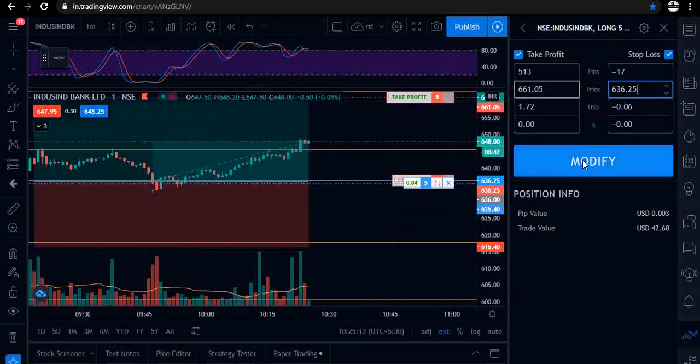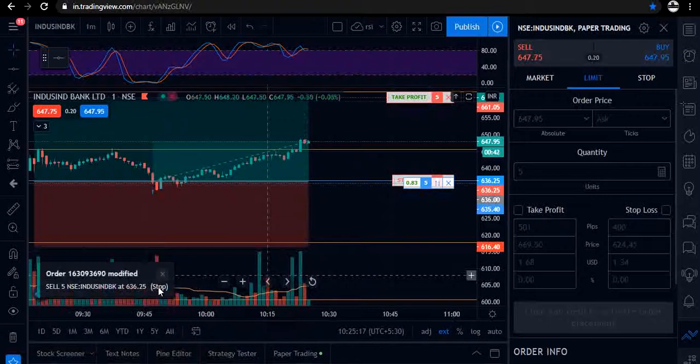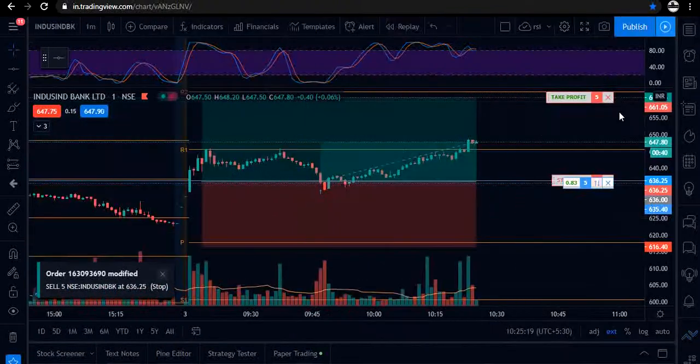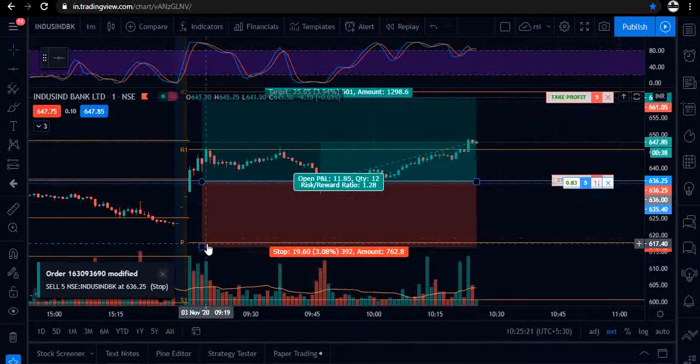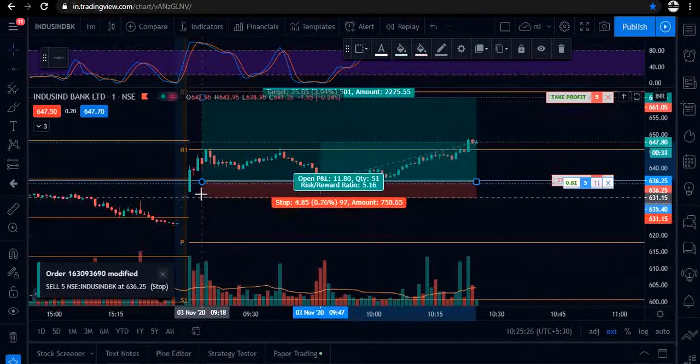Okay, so I'm modifying it. Okay, so our stop loss has been modified to our cost price, and let me move this tool also.